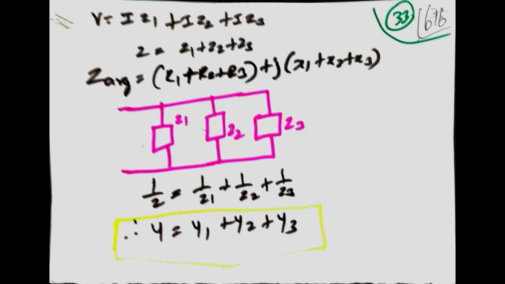Z1, Z2, Z3 connected in parallel: 1 by Z is equal to 1 divided by Z1 plus 1 by Z2 plus 1 by Z3. That is how we obtain the admittance value in a parallel connection. Y is equal to Y1 plus Y2 plus Y3. When impedances are connected in parallel, we obtain the admittance value. That is an important point.